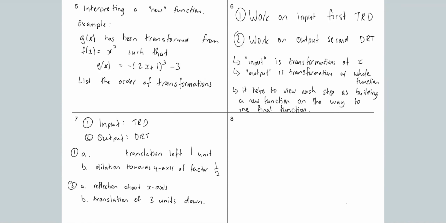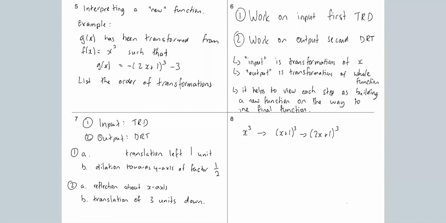I'll just show you that it does work, in that my base function is x cubed, and I've got a translation left of 1 unit. So I'm replacing x with a translation left of 1 unit. So that's x plus 1 all cubed, replacing x with x plus 1. And then part B is a dilation towards the y-axis of factor 1/2. I replace x with 2x. So I've got 2x plus 1 all cubed.